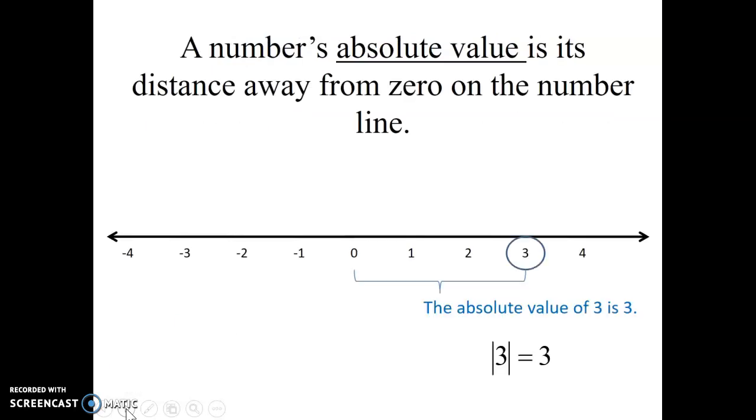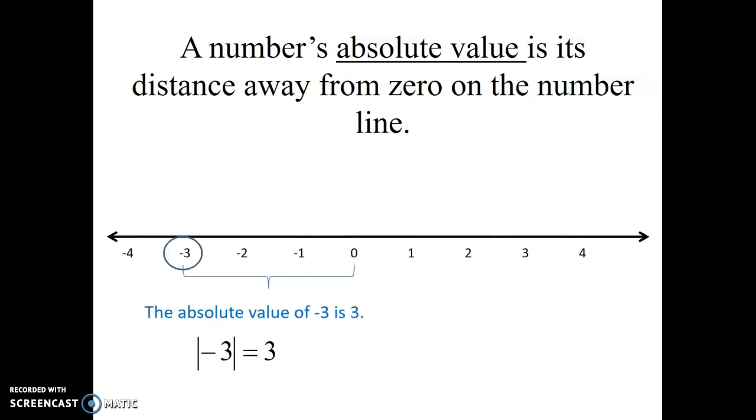And if we think about it on a number line, 3 has a distance of 3 from zero. Now, to write absolute value, we use these straight vertical lines on either side of the number. That is how we indicate absolute value. So I would read this right here: the absolute value of 3 equals 3, because 3 is 3 units away from zero.